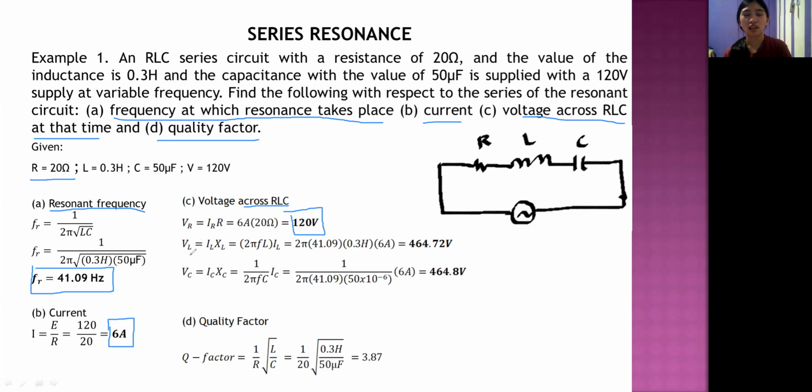And then if we talk about the voltage across the inductance, it is equal to the current times the inductive reactance. Sorry, I mistakenly said capacitive; I mean inductive reactance. As we all know, XL is equal to 2 pi FL.